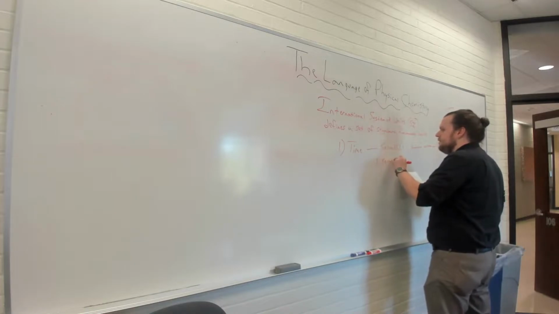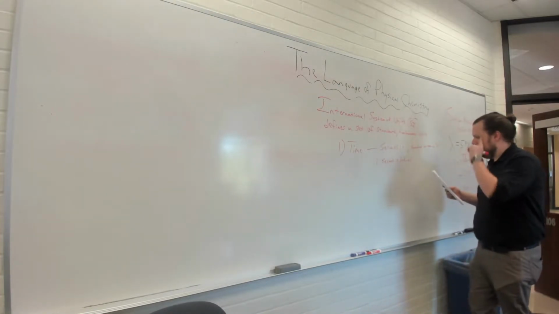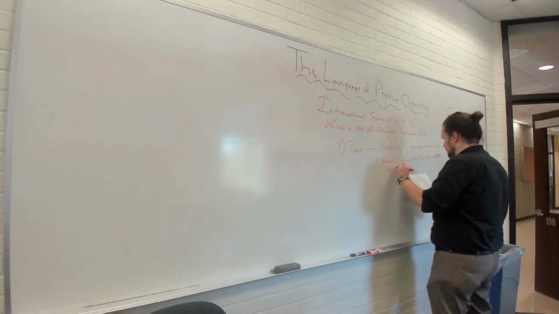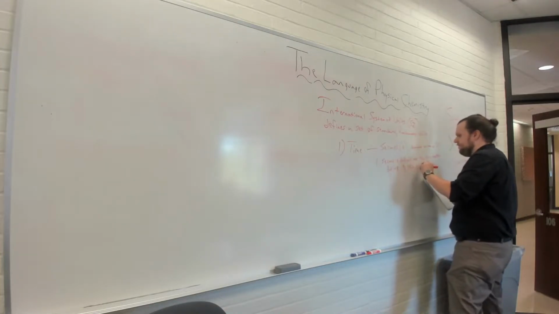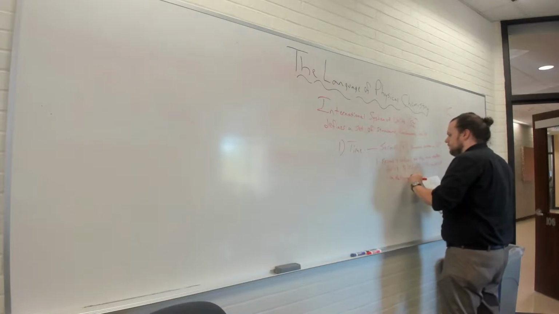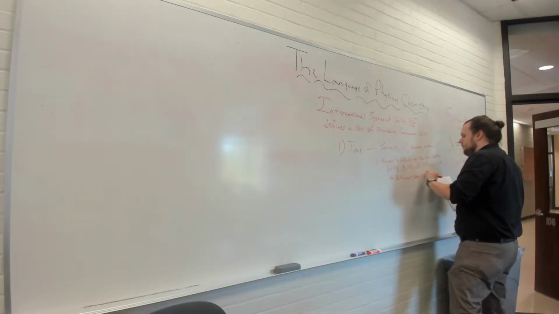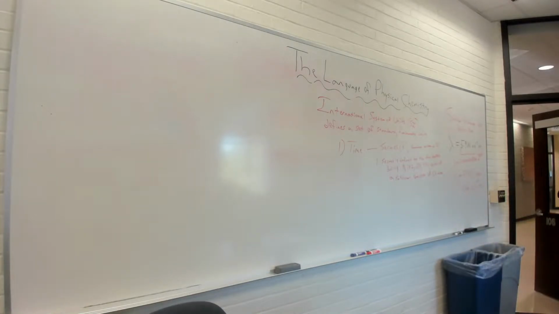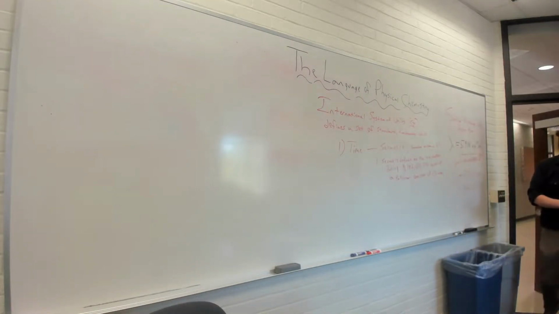1 second is defined, and this isn't all that relevant but it's kind of interesting, as the time elapsed during 9,192,631,770 cycles of a particular emission of the cesium atom. They have these clocks, called cesium fountains, in Bethesda, Maryland, outside DC, and also at the Naval Observatory in Annapolis. They're really high precision apparatuses that measure this emission of the cesium atom to very high precision. They're the timekeepers of the world, and so it's defined to be exactly this number.